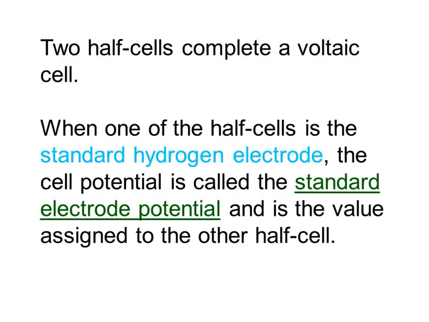As you remember, two half cells complete a voltaic cell. When one of the half cells is the standard hydrogen electrode, the cell potential is called the standard electrode potential and is the value assigned to the other half cell. Let's take a look at an example.